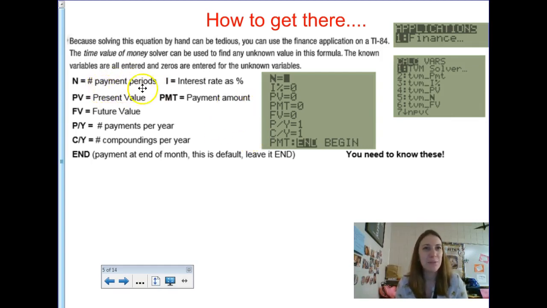N is the number of payment periods. N for monthly would be 12 for every year, though. We have to be careful, because it's over the course of the entire annuity. It might be like our normal N from our previous questions where 12 was monthly, but if it's over the course of 18 years, I have to do 12 times 18. We'll see that in a second. Present value is just what it currently holds. Future value is what I want it to hold at the end. Payments per year and compoundings per year are typically for us going to be left at monthly.